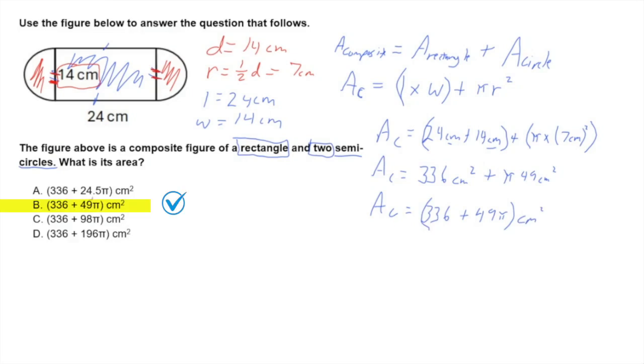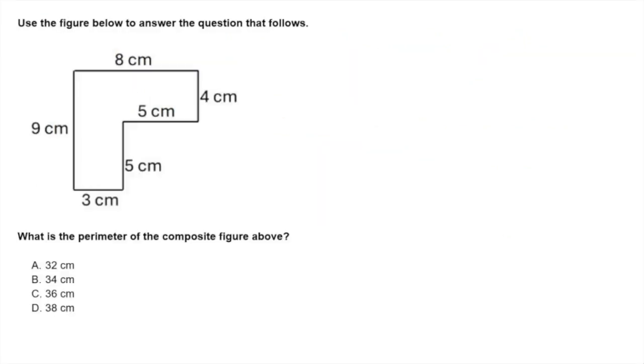So our answer over here is B, 336 plus 49 pi centimeters squared. Great job! Use the figure below to answer the question that follows.